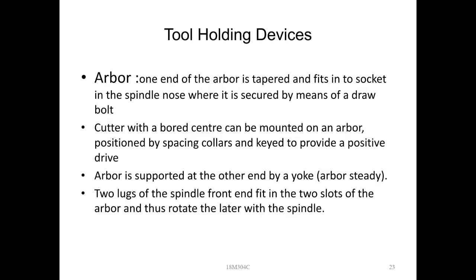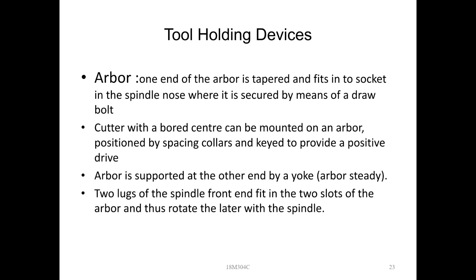First one is the arbor. One end of the arbor is tapered and fits the socket in the spindle nose, where it is secured. Next, collars. A cutter with a bore center can be mounted on the arbor, positioned by spacing collars and a key to provide positive drive. Next, the arbor is supported at the other end by the yoke.